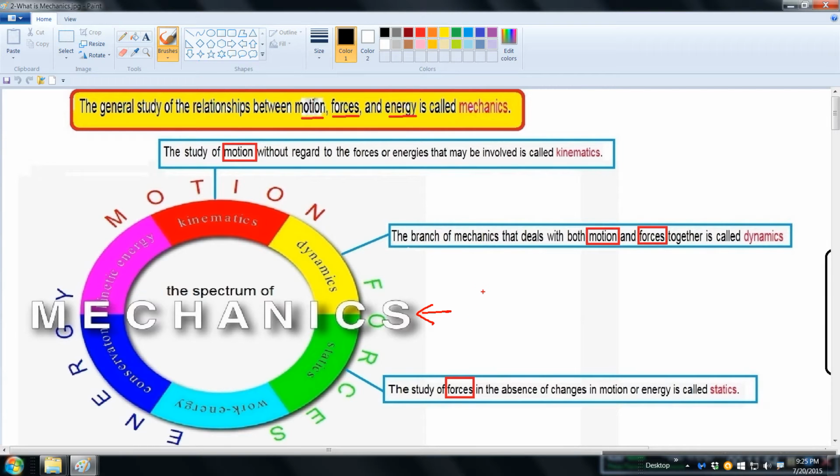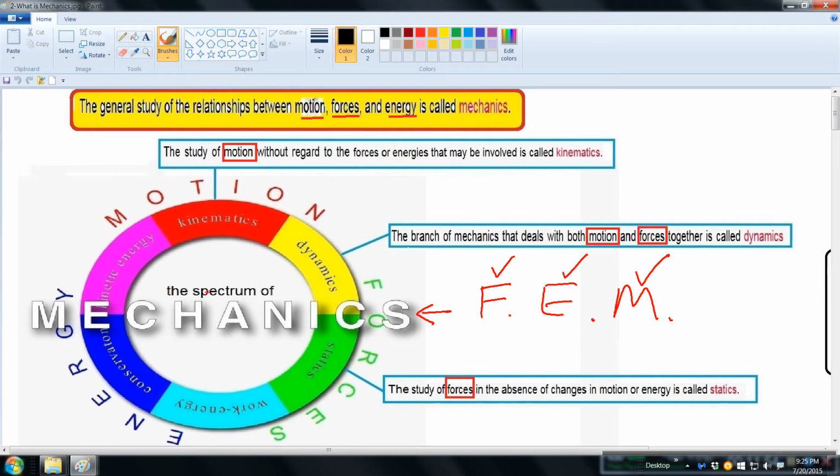Mechanics is FEM: force, energy, and motion. Those are the three things that mechanics is. You can read up here, the general study of the relationship between motion, forces, and energy of an object or a system is called mechanics.